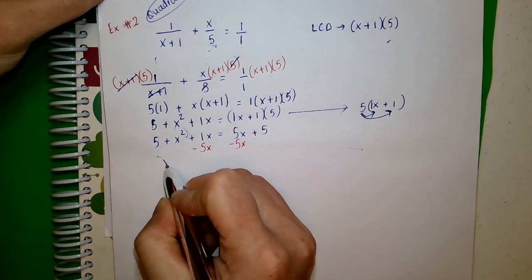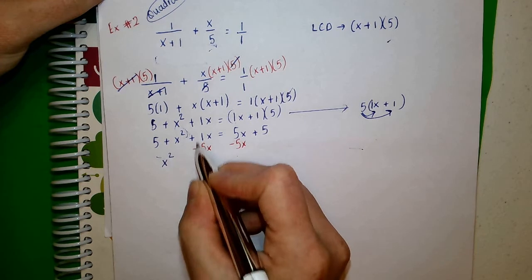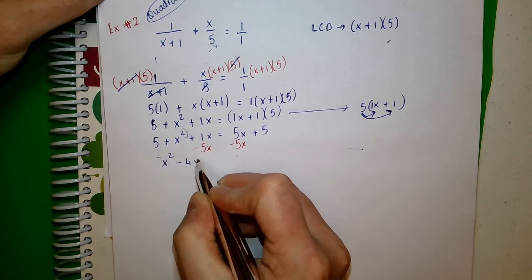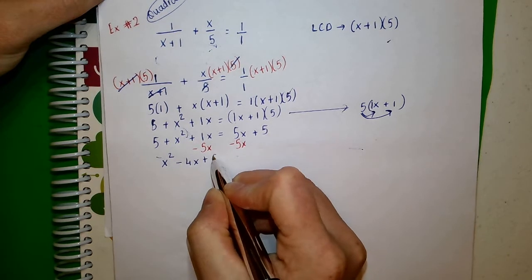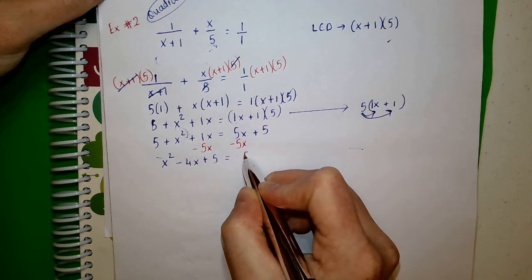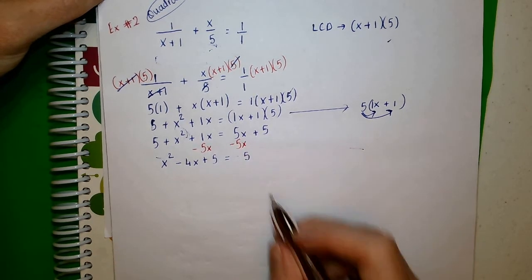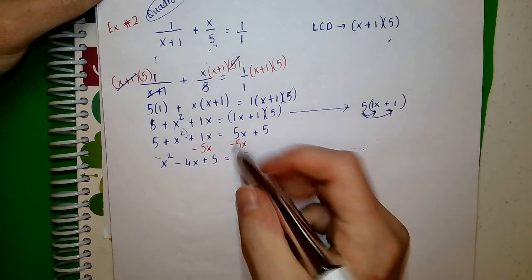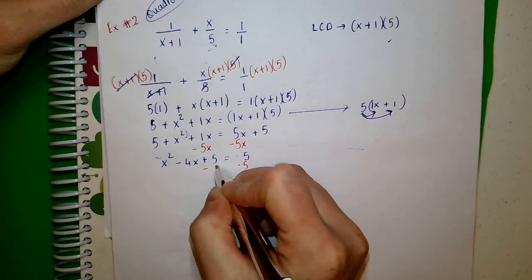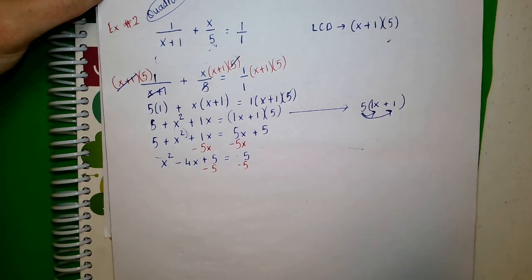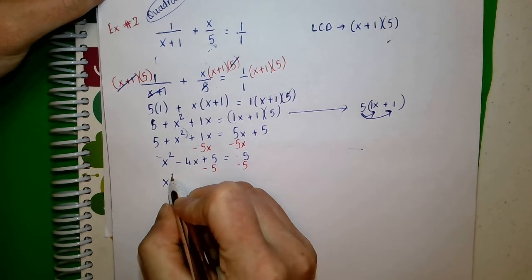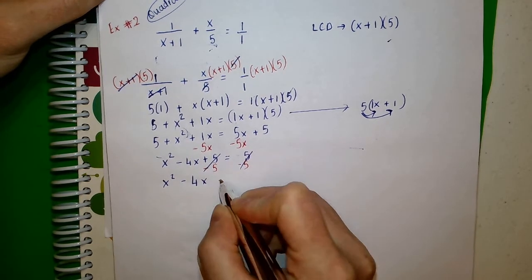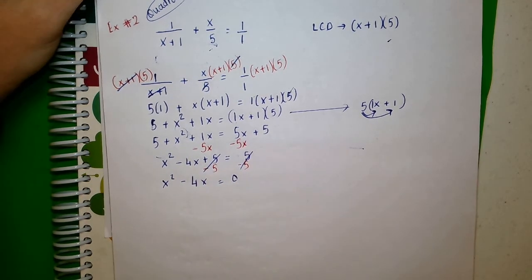So what I'm left with is x squared, 1x minus 5x is minus 4x. I still have that plus 5 equals 5. The 5x's will cancel. I'm going to get rid of that plus 5 on the right-hand side by taking 5 away, and so I'm left with x squared minus 4x, and those actually both cancel out, so I'm left with equals 0.